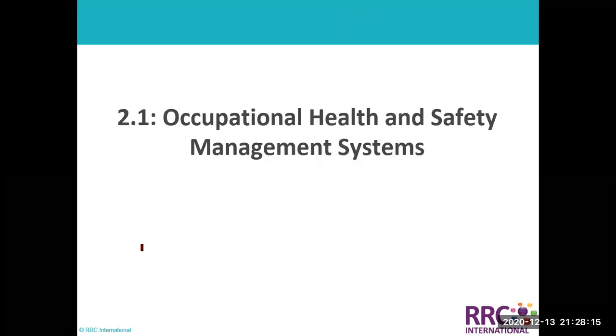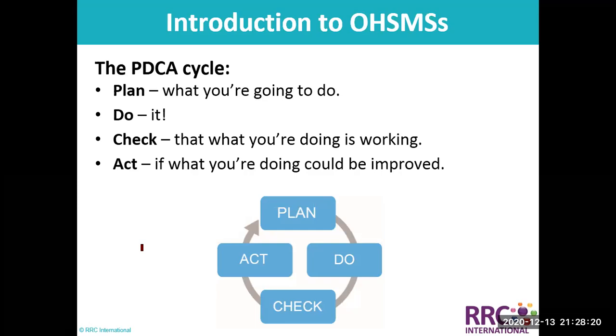Now, 2.1, we're going to be looking at the occupational health and safety management system. By way of introduction, we are going to be looking at the PDCA cycle, the plan, do, check, and act cycle, where P stands for what you are going to do. Bring all the things you want to carry out, have it in a plan, ensure that it is documented, and then that which you have planned, do it, implement it. That's actually what do stands for.